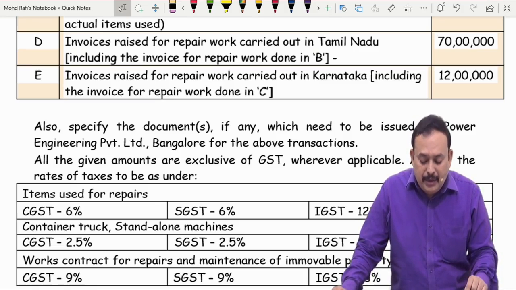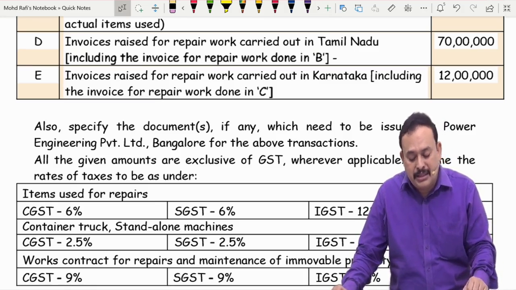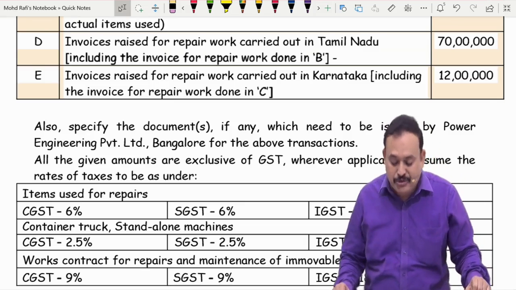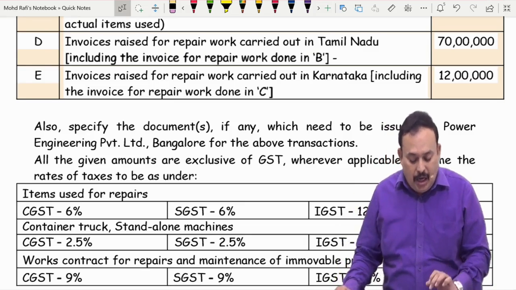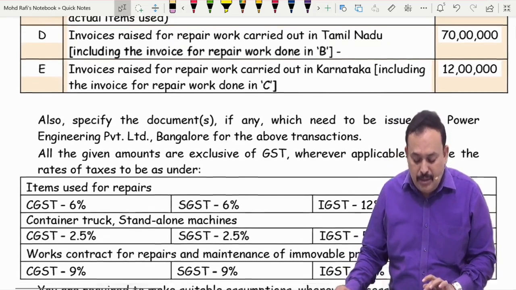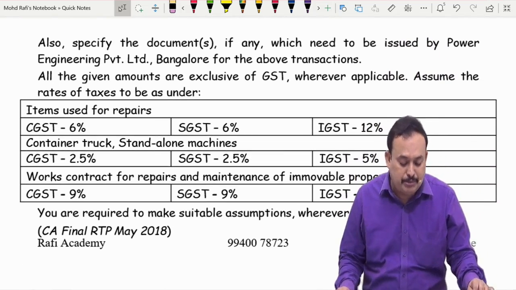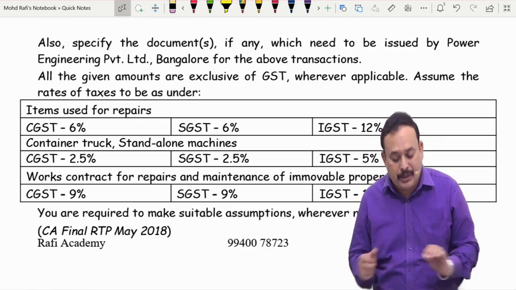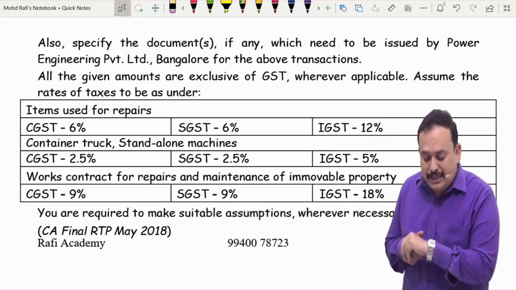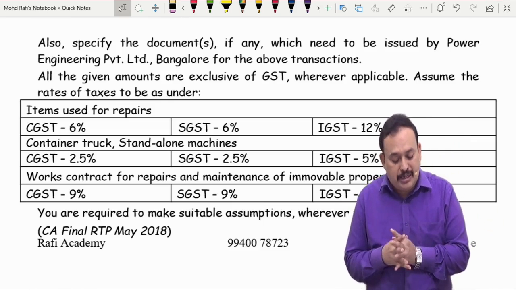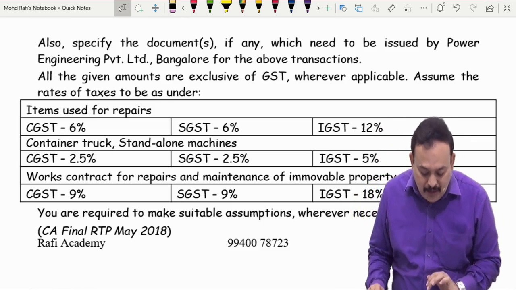Invoices raised for repair work carried out in Karnataka, including the invoice for repair work done in C, 12 lakhs. Also specify the documents, if any, which need to be issued by Power Engineering Private Limited, Bangalore for the above transactions. All the given amounts are exclusive of GST wherever applicable.